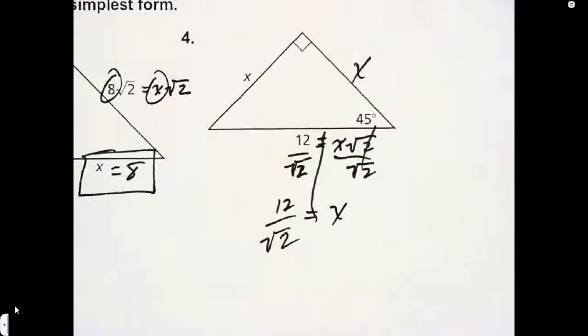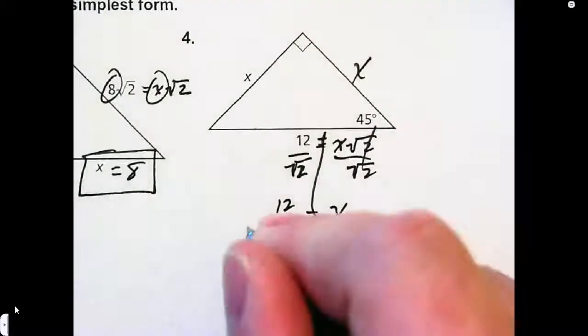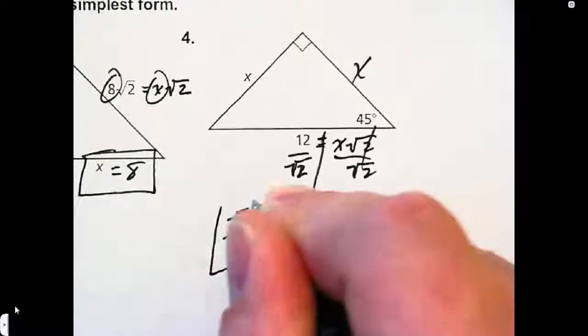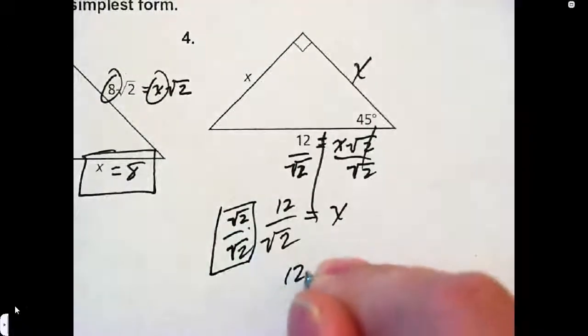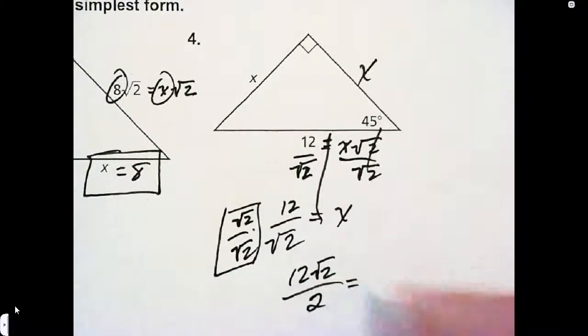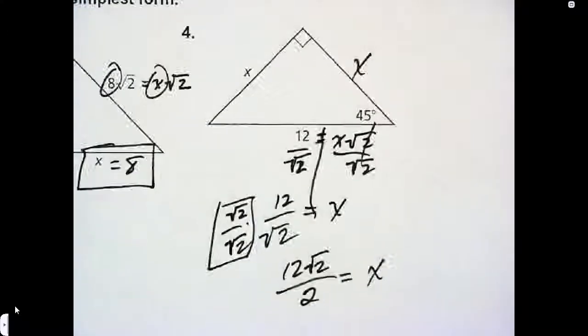No, not quite. Oh, too many hands went up. Who's 17? Me. Okay, you times the top and the bottom by root 2. Yes, you multiply by root 2 over root 2, which we call the special number 1. That gives us 12 root 2 over 2. Okay?